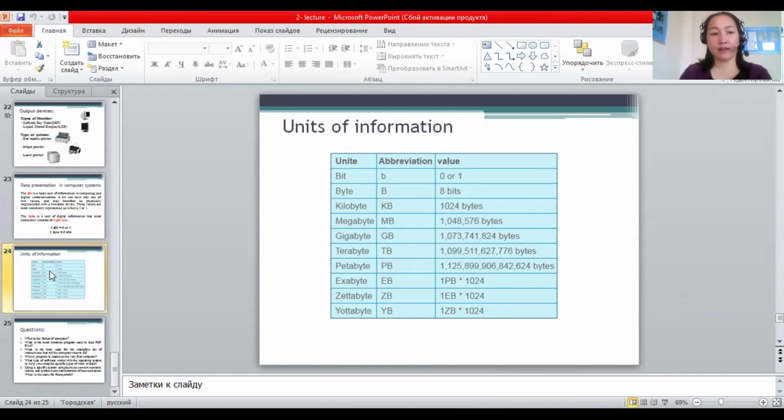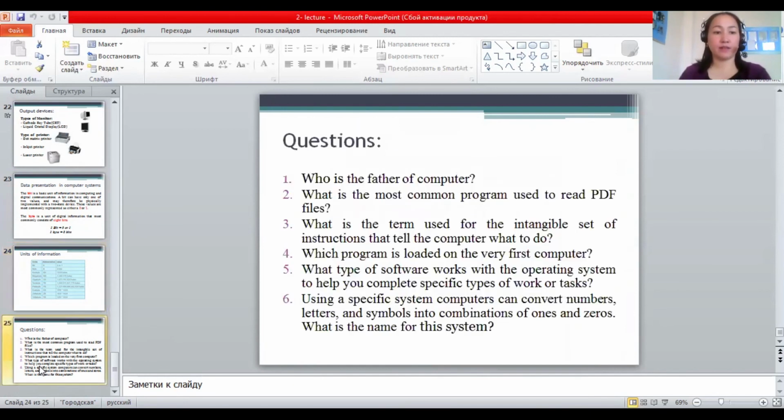Okay, and I have some questions. 6 questions. Who is the father of computer? Most common program term used. Which program was the very first computer? These are all 6 tasks for your individual work, for your homework. I hope the computer architecture is mostly understood by you.